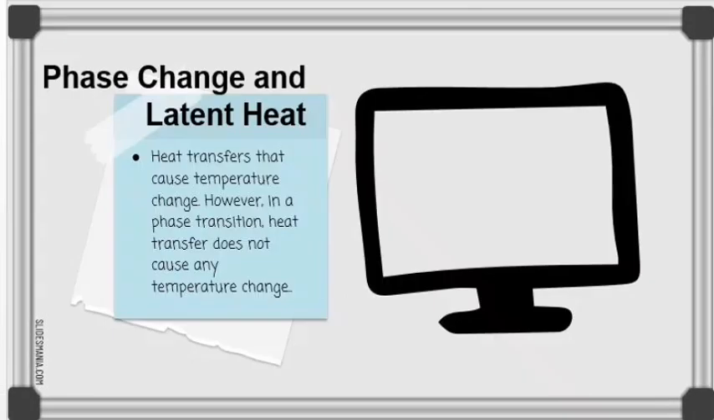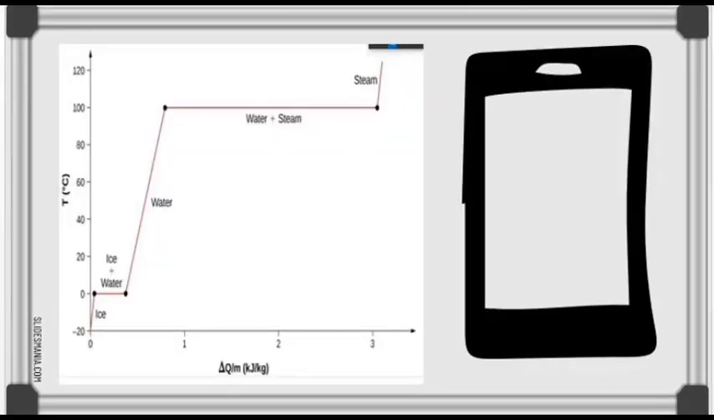Then we will proceed to phase change and latent heat. So far, we have discussed heat transfers that cause temperature change. However, in a phase transition, heat transfer does not cause any temperature change. So, as shown from the picture, for an example of phase changes, consider the addition of heat to a sample of ice at -20 degrees Celsius and atmospheric pressure.